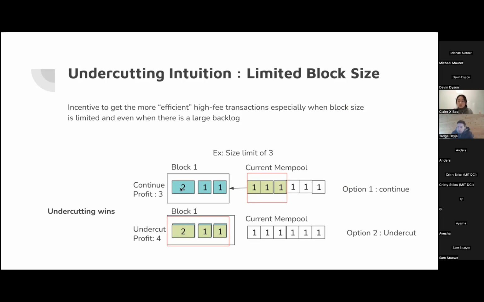However, if we have the option to undercut, now we can take this high fee transaction of 2. Now this high fee transaction of 2 is more efficient. It only takes 1 slot in that block, but it yields a higher profit, which means the undercutting miner actually has a profit of 4. So in this case, undercutting wins. And this seems to suggest that if there are high fees, undercutting might be reintroduced where it wasn't before.